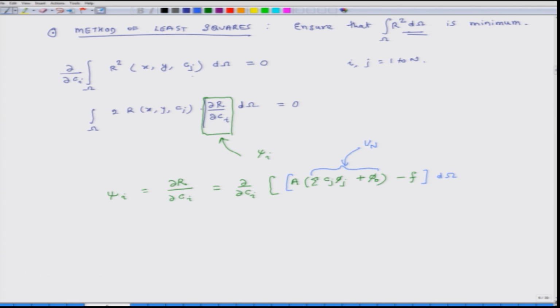Okay. So, this entire thing is my residue, and I am integrating this entire residue on the domain. Now, I say that if A is a linear operator, then what will be the powers of Cj's? They will not be 2, 3, 4, right. The power of Cj will be only 1 if it is a linear operator.